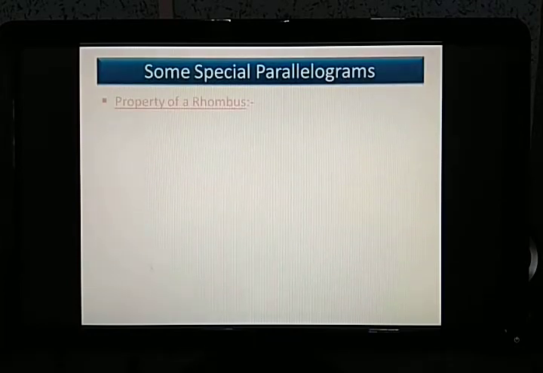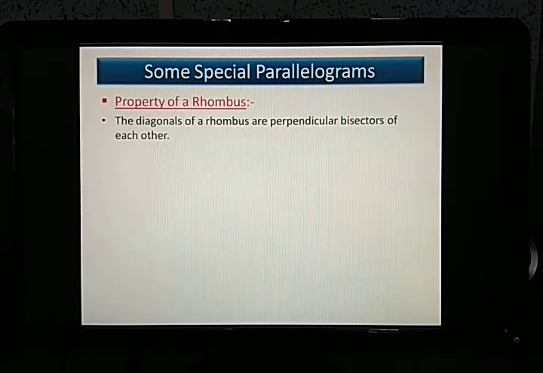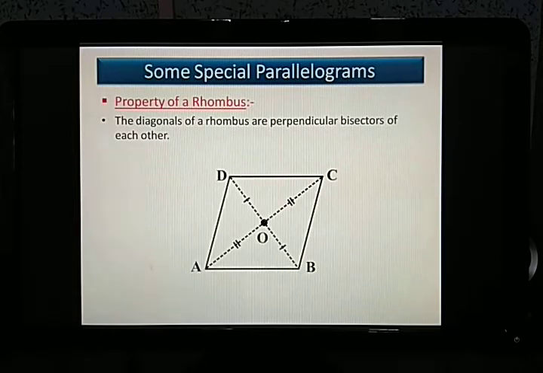Now moving on to the next parallelogram, but before going to that, there is a property of a rhombus. So what is that property? The diagonals of a rhombus are perpendicular bisectors of each other. We already know in a parallelogram the diagonals bisect each other. This we know already. But they also bisect at 90 degrees. That is a perpendicular bisector. So let us see the diagram first.